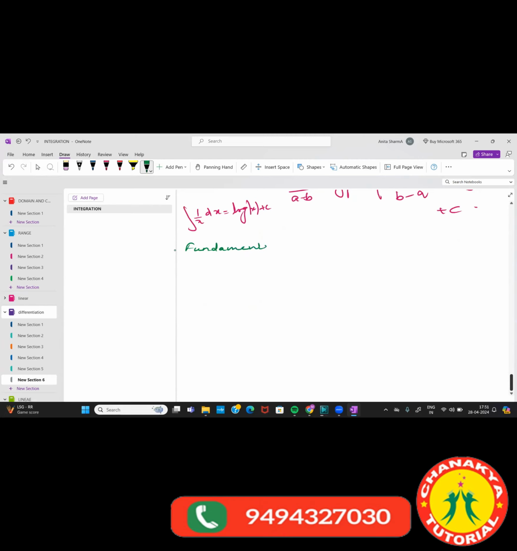Fundamental theorems of integral calculus. Integral means integration. Okay. So basically it is an area function.